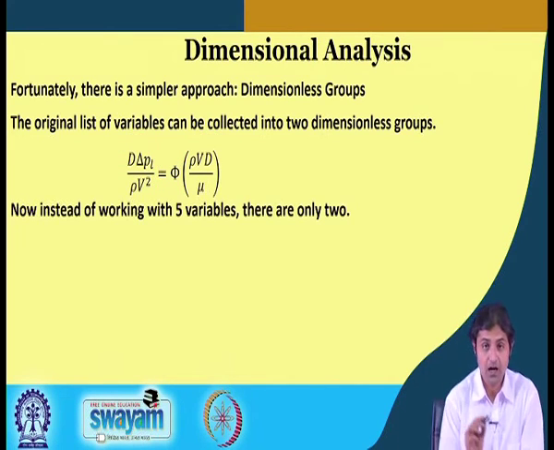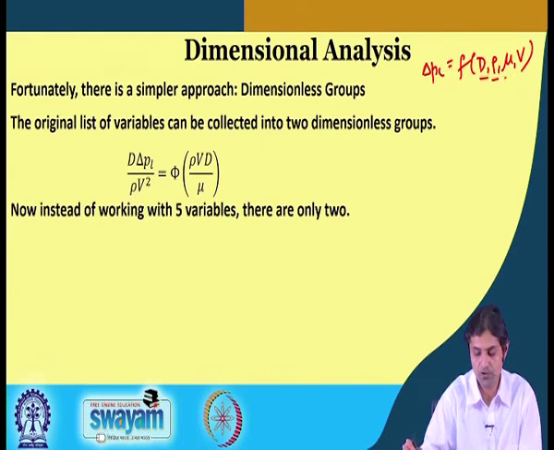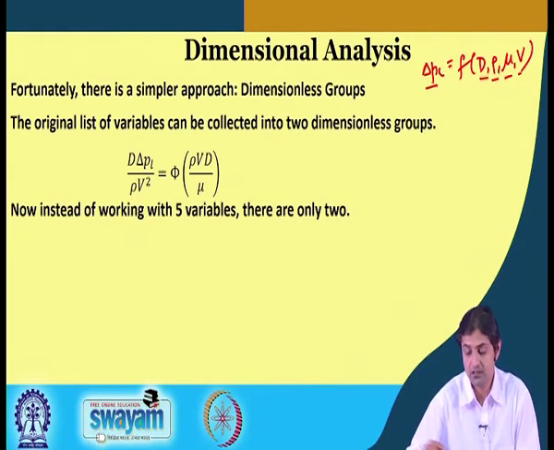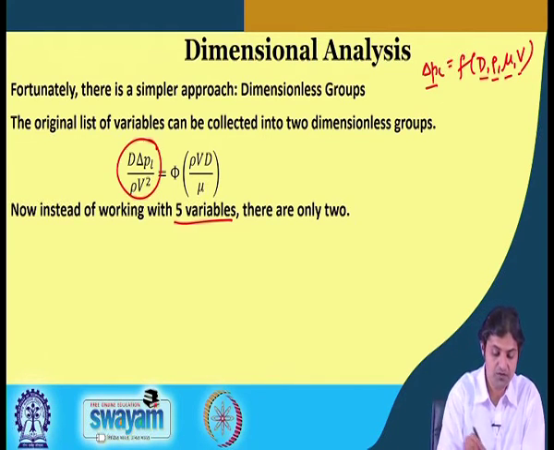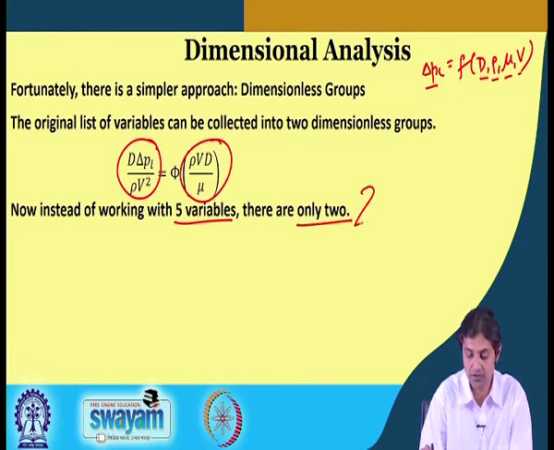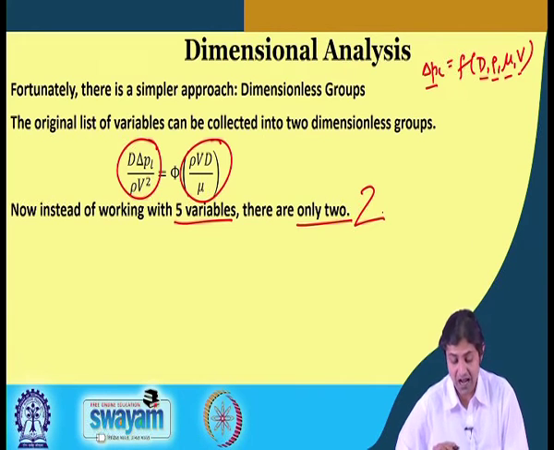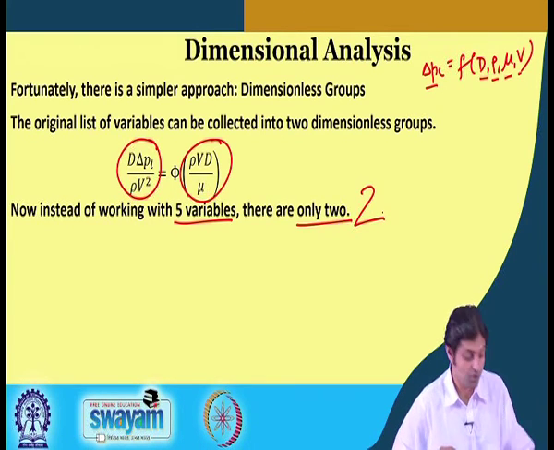Okay. Now, earlier how many variables did we have? We had delta PL as a function of d, rho, mu, v. How many? 1, 2, 3, 4, 5, correct. So earlier there were 5 variables, but in this case, if we assume this as one group and this as one group, how many variables do we have? We have only 2 variables. So, having only 2 variables instead of 5, is it better or not? It is definitely much better than using a larger number of variables.